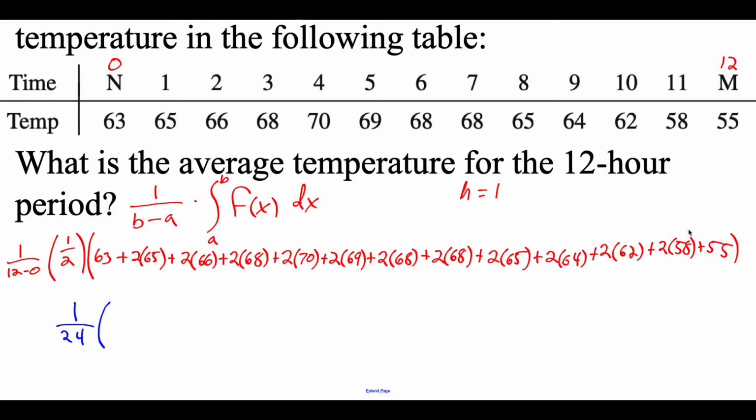Now, all of this multiplying and adding inside of our parentheses gives us 1,564. And then if I take that and multiply that by that 1/24th, or divide it by 24, then I get an average value of about 65.17. Now, all of our data just gave us 1 decimal place worth of accuracy, so we can just say that our average temperature is about 65 degrees.